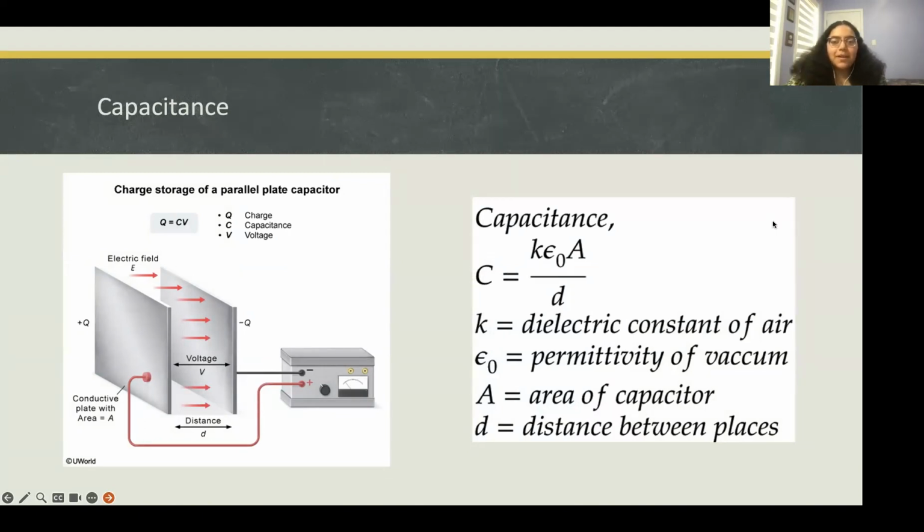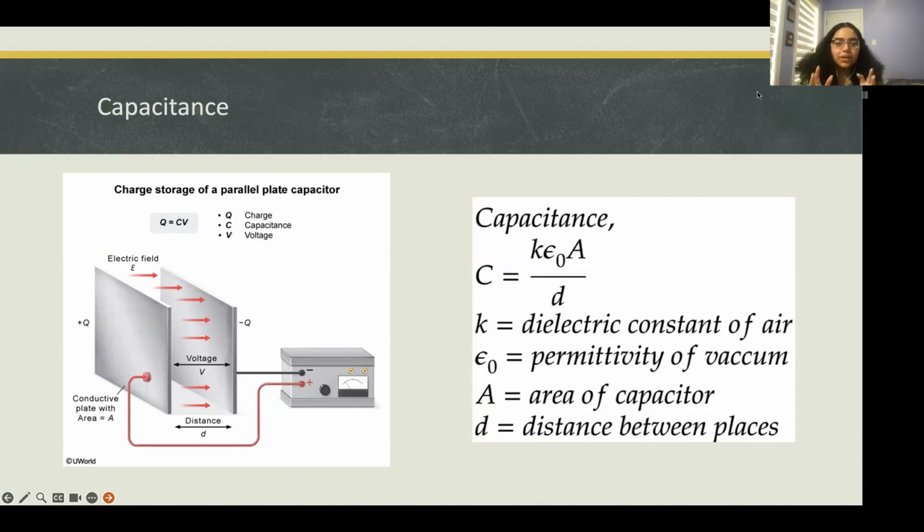So kappa is your dielectric constant, which is based on the material, a lot like how resistivity is based on the material. Epsilon naught is the constant permittivity of a vacuum, so that's also going to be a fixed number. And then the part that you should know is that it's the opposite of resistance: area in the numerator and distance in the denominator.